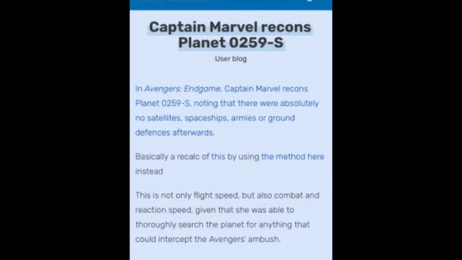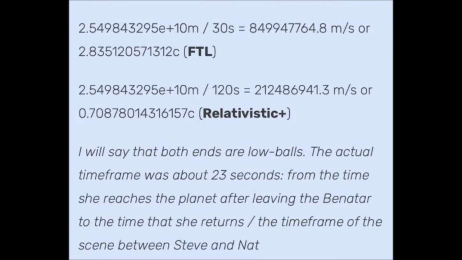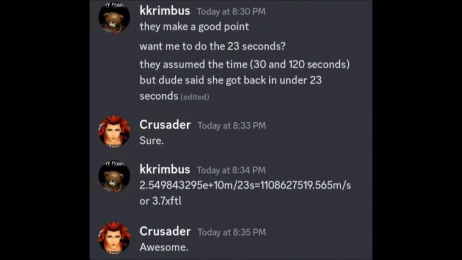Now, a speed feat was performed by Captain Marvel herself as she recons planet 0259-S during Avengers Endgame. This feat was calced around the relativistic plus ranges up into the 2.8 to 3.7 times the speed of light, aka FTL. Shoutouts to Carimbus for the calc. Now that's going to wrap up speed.